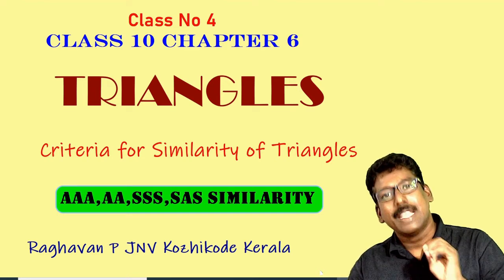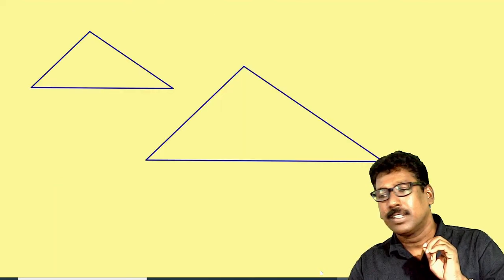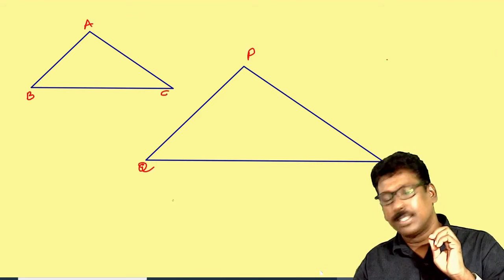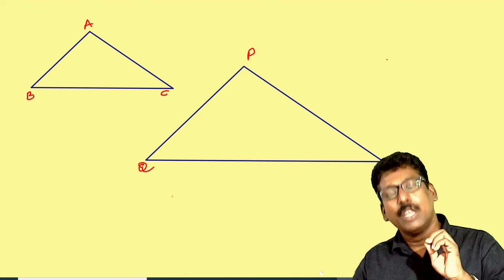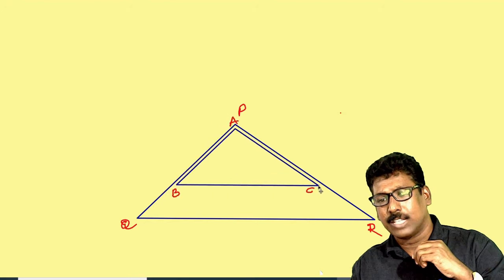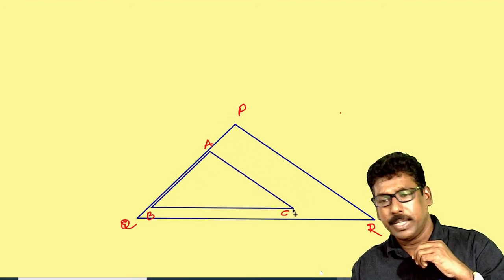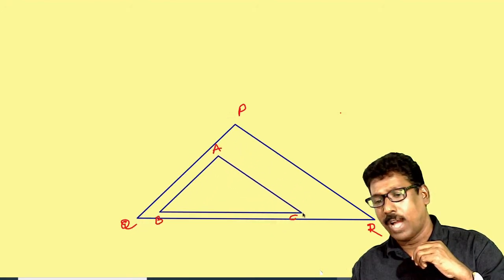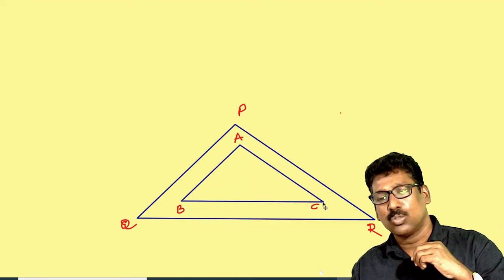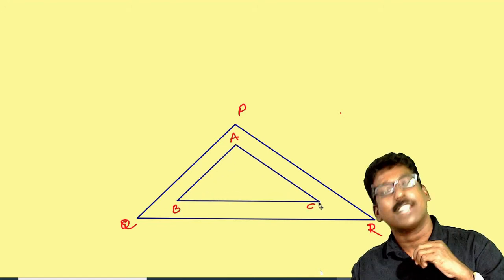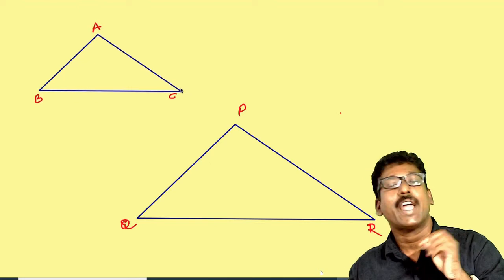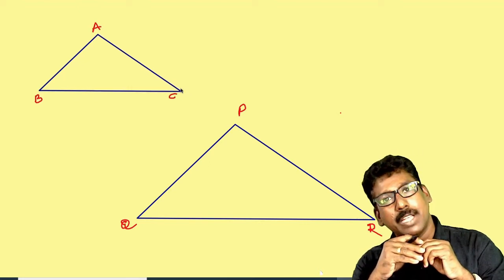Now, let me take two triangles. Let me name them triangle ABC and PQR. Now here you can see angle A is equal to angle P, angle B is equal to angle Q and angle C is equal to angle R. And these two triangles' sides are in the same proportion. So we can say these two triangles are similar.